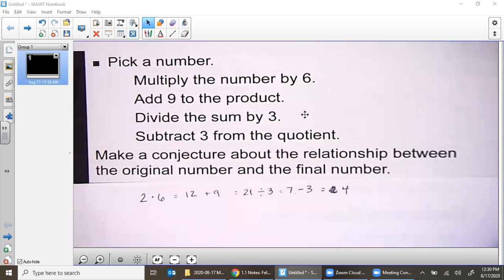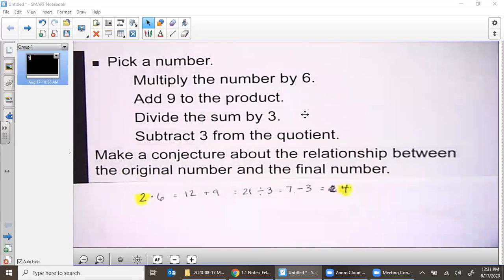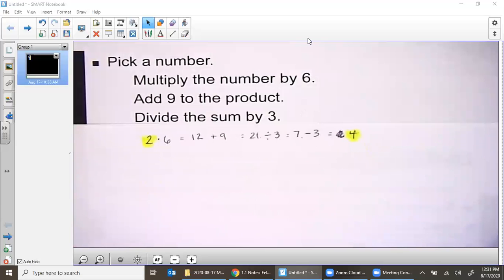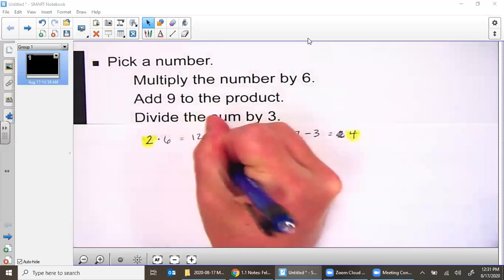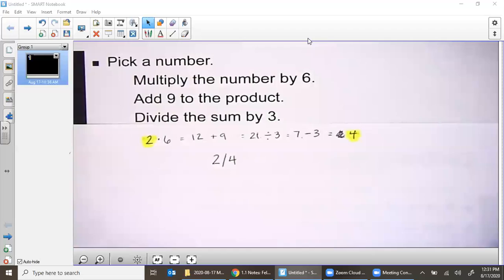Then make a conjecture, so a prediction, about the relationship between your original number and your final number. So I want to hear from some of you. I want to know what numbers you picked originally and then what final answer that you got. So for me, my numbers were 2 and 4.